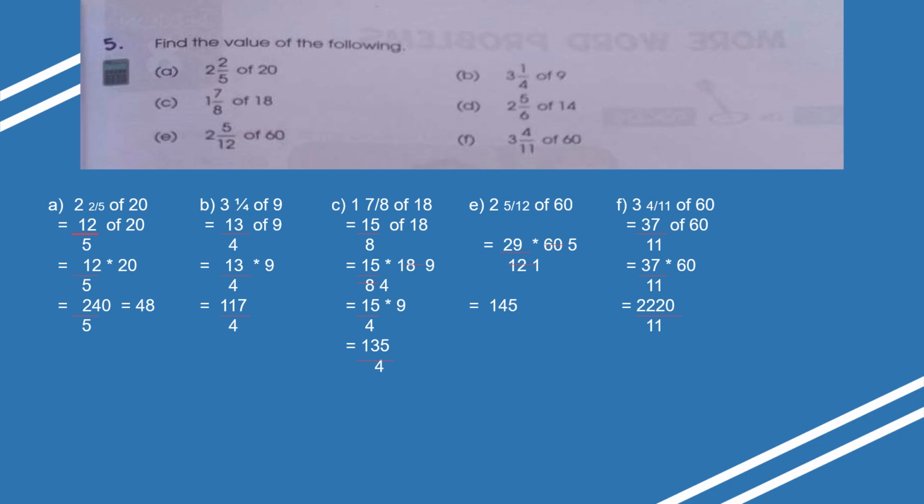So 3 whole number 4 over 11, we have 37 over 11 multiplied by 60. Here 11 and 60 cannot cancel out with each other, so what we did is we multiplied 37 and 60 with each other, which comes out as 2220 divided by 11, and this cannot be further cancelled out, so we have this answer, which is 2220 divided by 11.